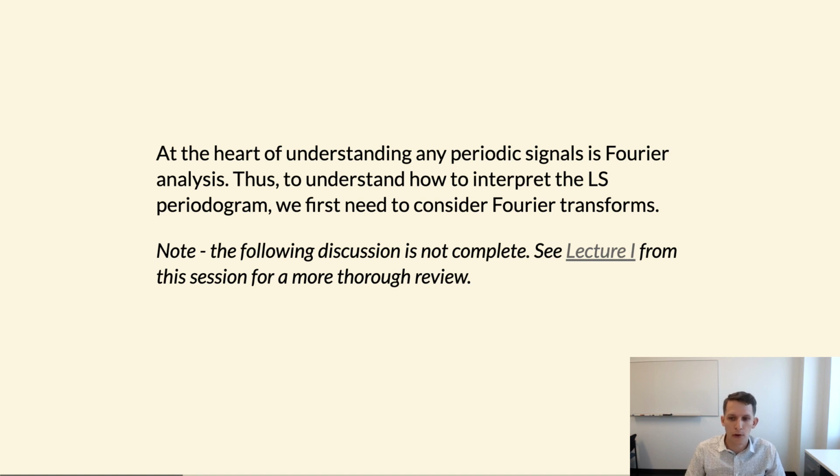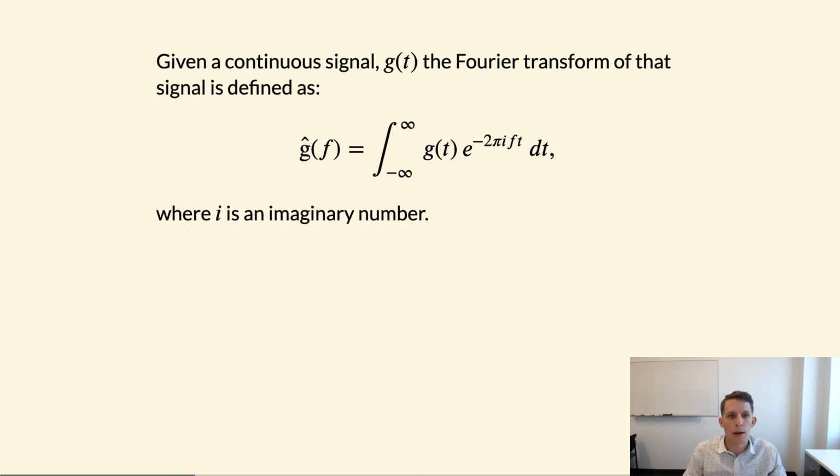And again, this is covered in more detail in Lecture 1 from this session. All right, so just as a quick overview, reminder, if you have some continuous signal, g of t, the Fourier transform of that signal is defined as the integral from -infinity to infinity of g of t multiplied by this exponential factor, e to the -2 pi i f t, where f is a frequency, dt. And in this case, i is an imaginary number.